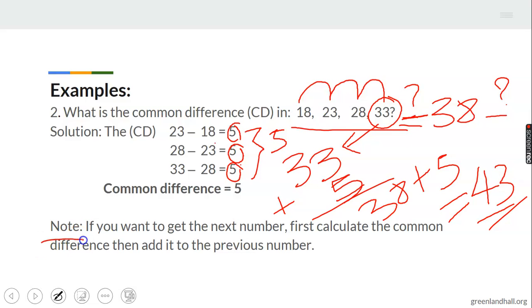That's what you should note here. If you want to get the next number, first calculate the common difference, then add it to the previous number. That is all. I told you it's going to be easy peasy.